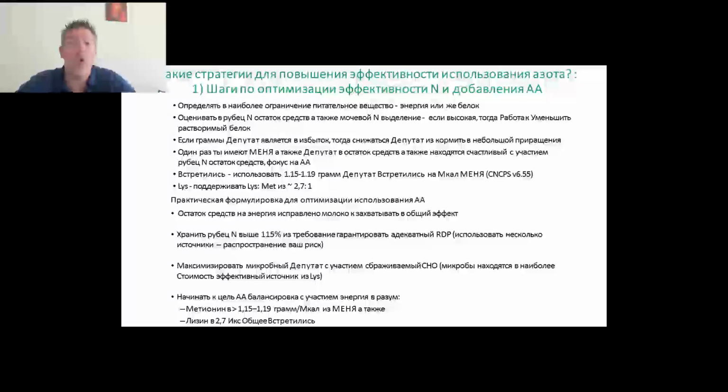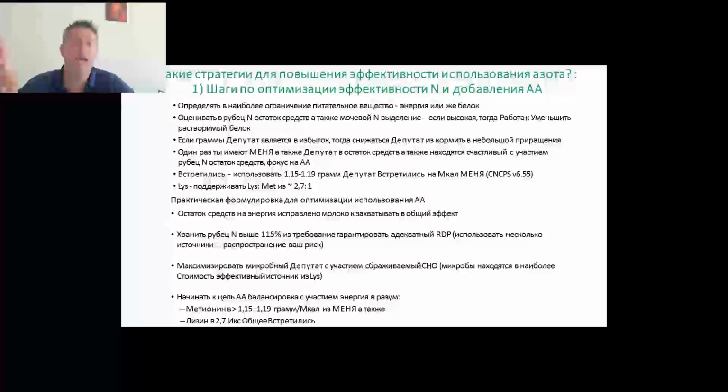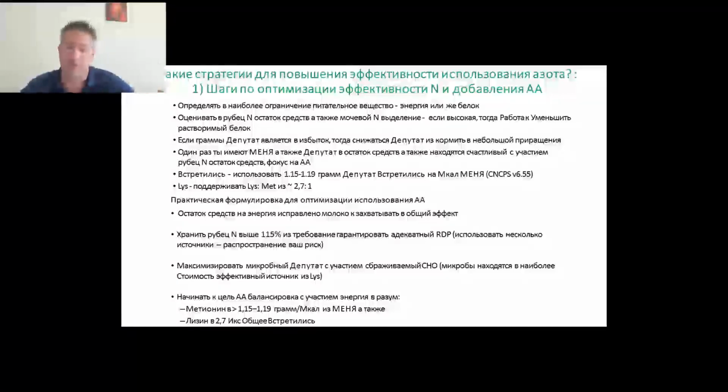Then I always have to keep the nitrogen in the rumen above 115-120% in order to give a lot of ammonia, which matches with the high fermentable carbohydrate to produce the metabolizable protein in the small intestine.